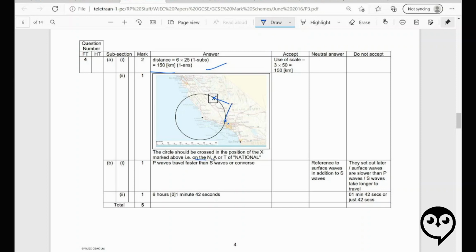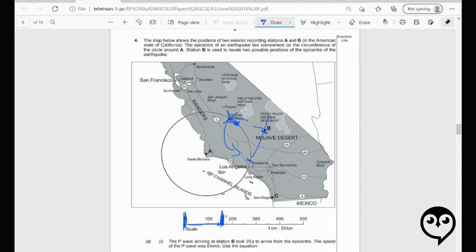It should be on the N, A, or T of national. Yeah, but that's on that map. This doesn't... Oh, I see. It should be on the N, A, or T of national. Okay, well, that's what I'd said, right around there. Okay, so good.